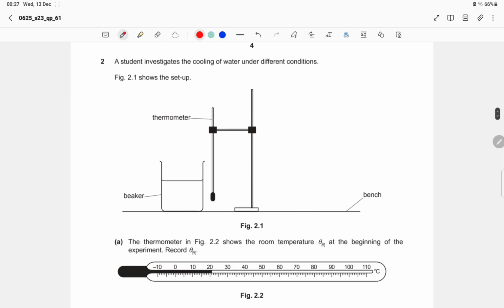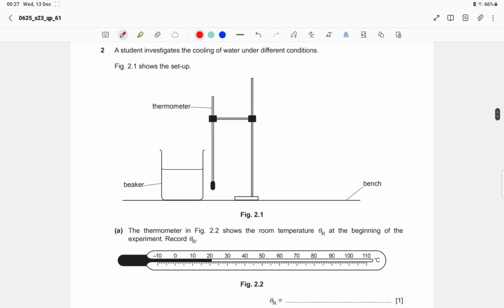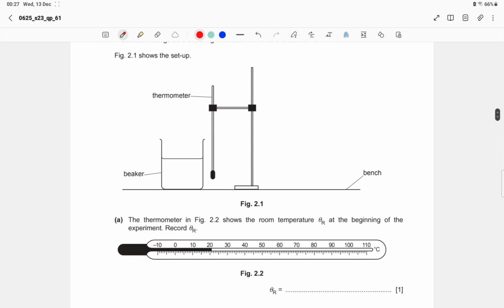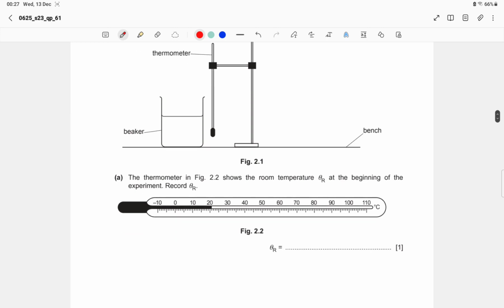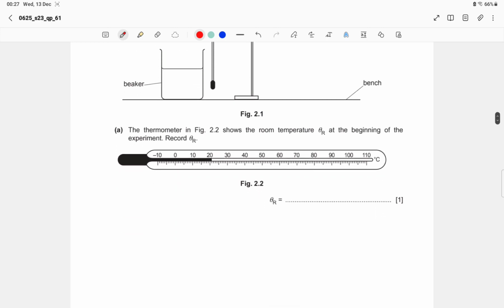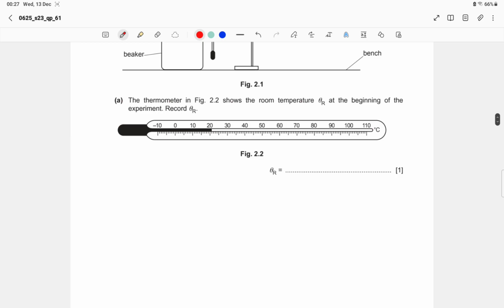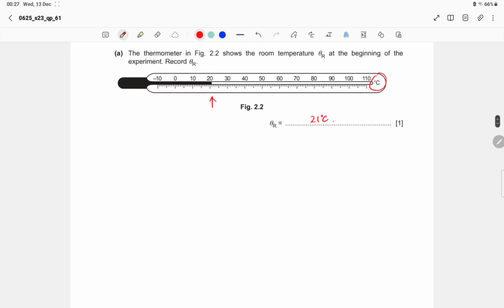A student investigates the cooling of water under different conditions and shows the setup. This is the setup. This is the thermometer. So you have to record the reading, and this is going to be 21 degrees Celsius. So this is the right answer for this.